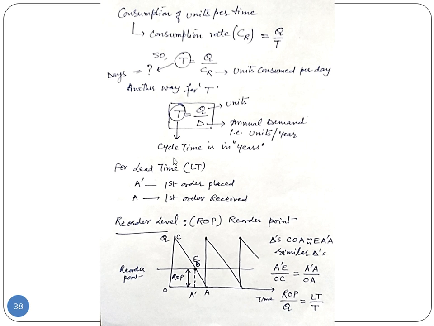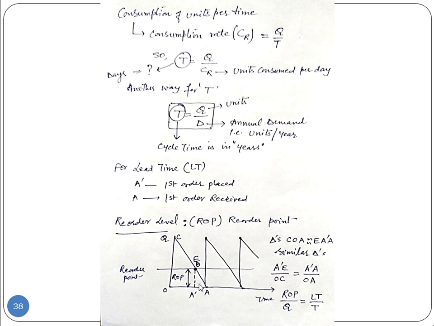And D we already know from the previous formulas. So this cycle time comes out in years; if I write in days, this comes out in days. This is a very important point. Next we discuss the lead time. I denote lead time with LT and total cost with TC. Over here, lead time is from A dash, where the first order is placed, to A, where the first order is received. So A dash to A is my lead time.